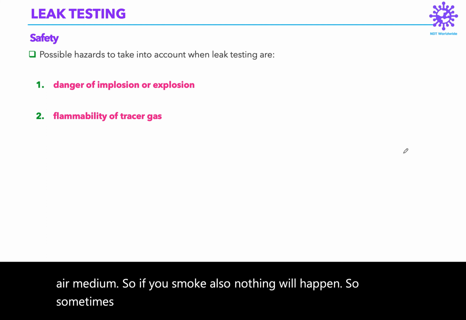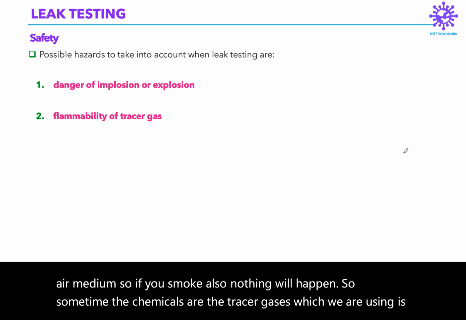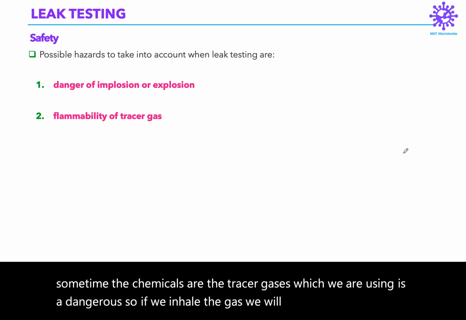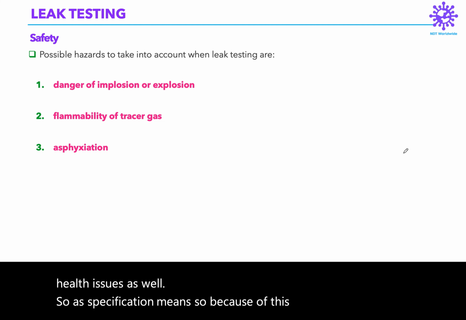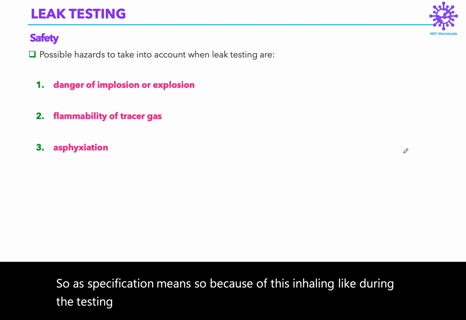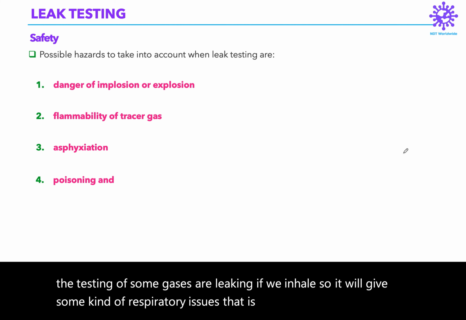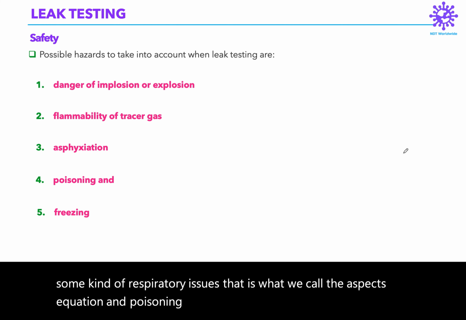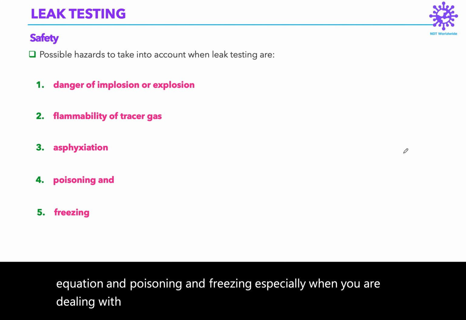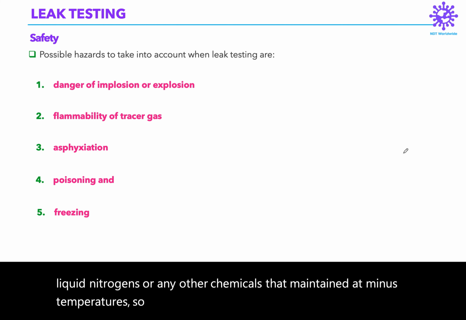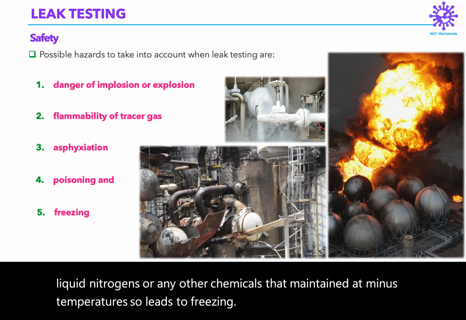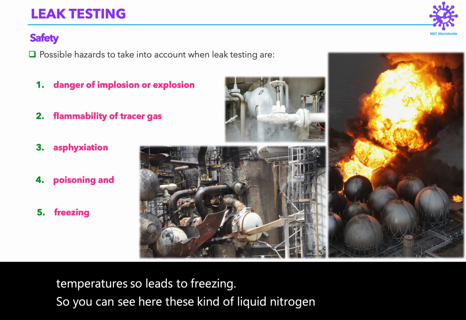Sometimes the chemicals or tracer gases which we are using are dangerous, so if we inhale the gas we will get some kind of health issues as well. Asphyxiation means that during the testing, if some gases are leaking and we inhale them, it will give some kind of respiratory issues. That is what we call asphyxiation. And poisoning and freezing, especially when you are dealing with cryogenic systems. If you are testing with liquid nitrogen or any other chemicals maintained at minus temperatures, it leads to freezing.